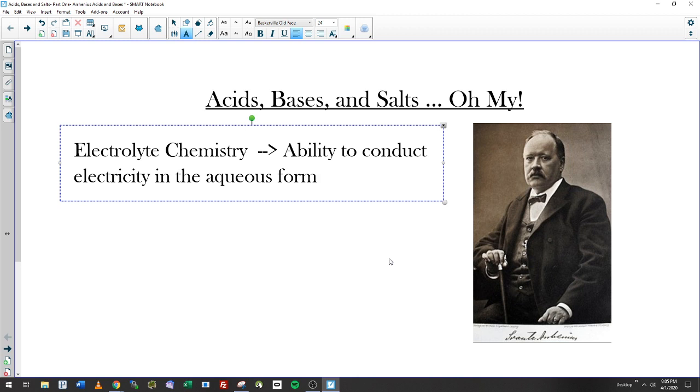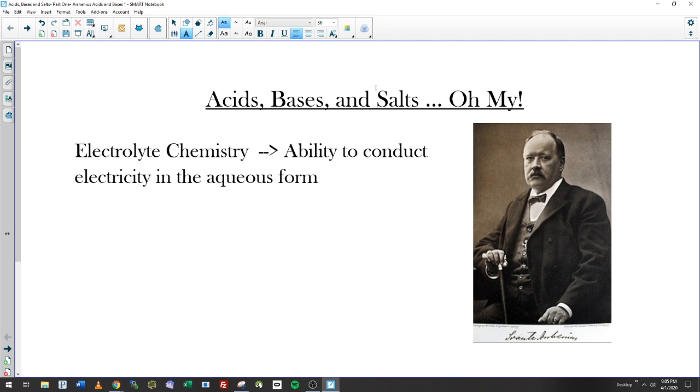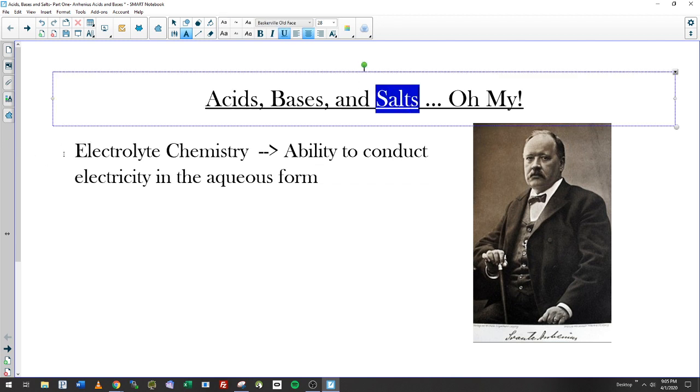Not to sound creepy, gross, or disgusting, but when you play sports and you sweat, I don't know if any of you have ever tasted sweat recently. I know it just kind of happens when you're working out. If you've ever tasted sweat before, it tastes salty. That is the reason why they are dumped into this unit. Salts are a form of electrolytes.